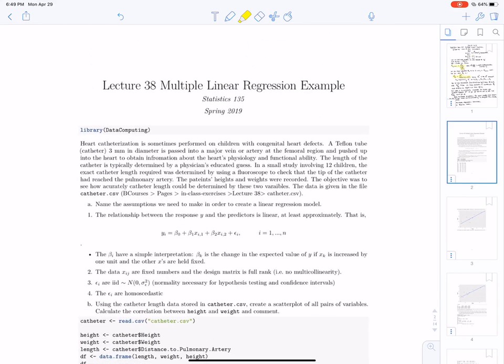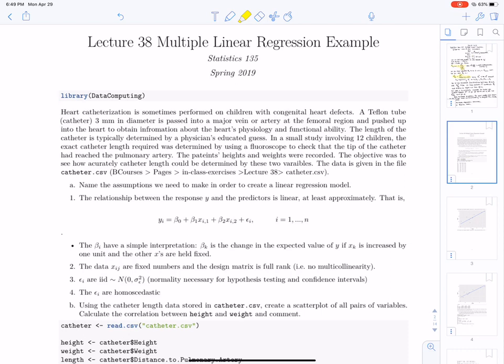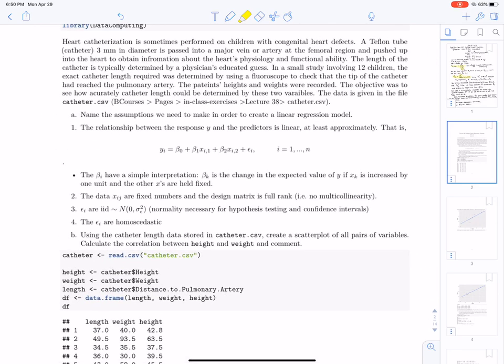So here's an example on bCourses that has two predictors, a patient's height and weight, and the response variable is the length of the catheter, and we're trying to predict the length from our predictors. So the assumptions we have in our model are that our data x_ij, these are fixed numbers in the design matrix, is full rank, that the errors are IID normal(0, sigma squared), and that the errors are homoscedastic.